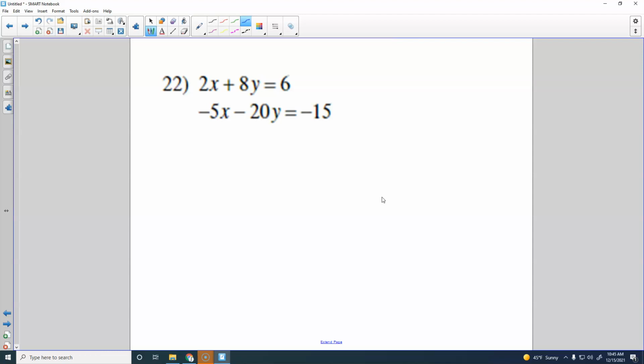All right, so there's no number I can multiply 2 by that'll give me 5. There's no number I can multiply 8 by that'll give me 20. So I'm going to have to multiply both equations here. So, Peyton, which one would you rather get rid of, the x's or the y's? Okay, so if we do that, we are going to have to multiply the top equation by 20 and the bottom equation by 8.